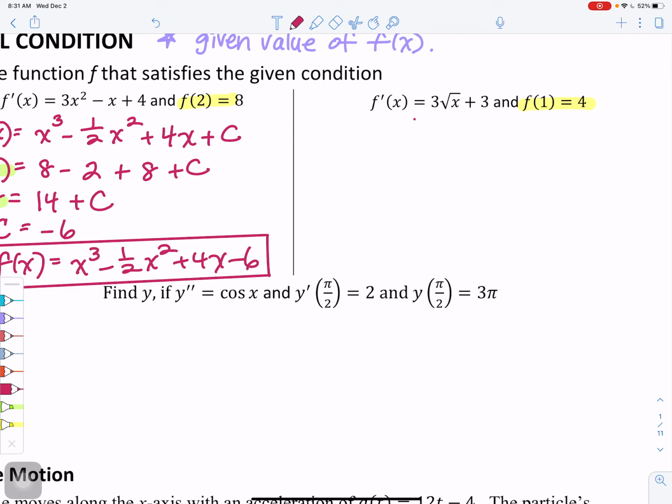Let's go ahead and find the antiderivative. Before I do that, I'm going to write 3x to the 1/2 plus 3. I notice that I'm given an initial condition, so I won't have to worry about a constant of integration here in the final answer. So f of x is equal to, I'm going to add 1 to 1/2, and I'm going to have 3/2, and then I'm going to divide by 3/2. So that would be 3 multiplied by 2/3.